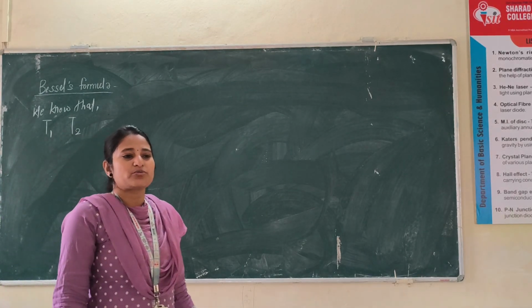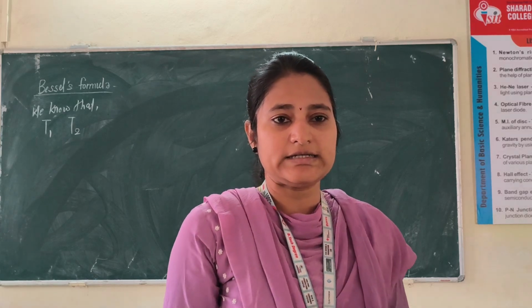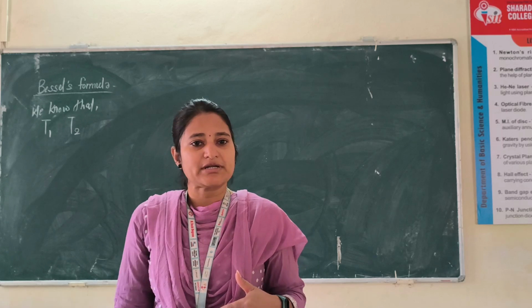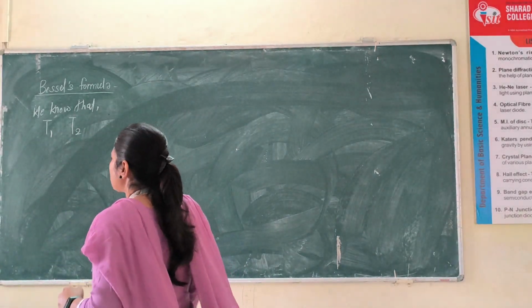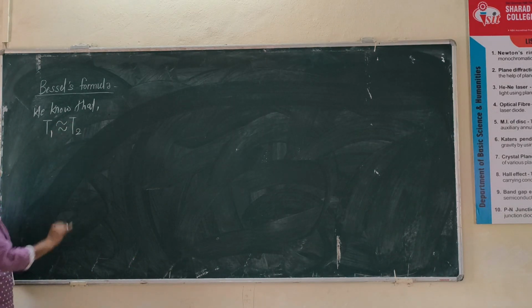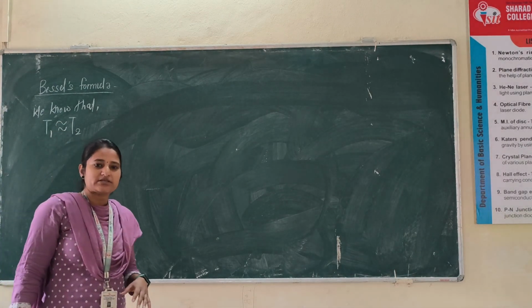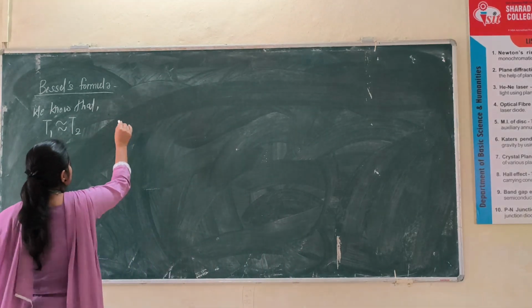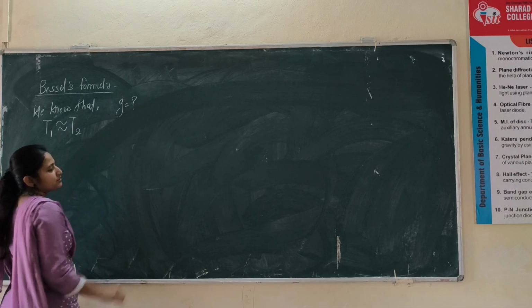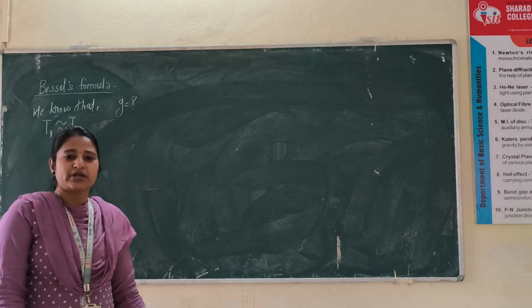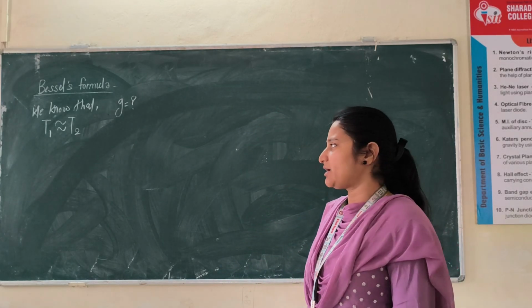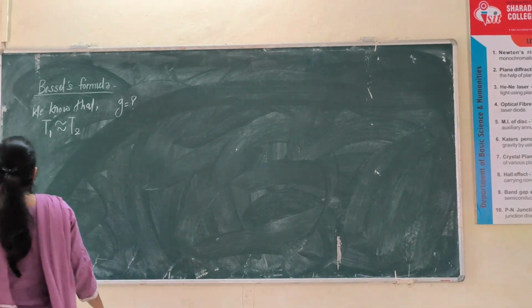Okay. So the principle of Bessel's formula is that it is not necessary to make the two time periods exactly equal, but it is sufficient to make these two time periods nearly equal. So this is the principle of Bessel's formula. By using Bessel's formula, we can calculate the value of g, acceleration due to gravity, using the time period for the first knife edge and the time period for the second knife edge of the compound pendulum.